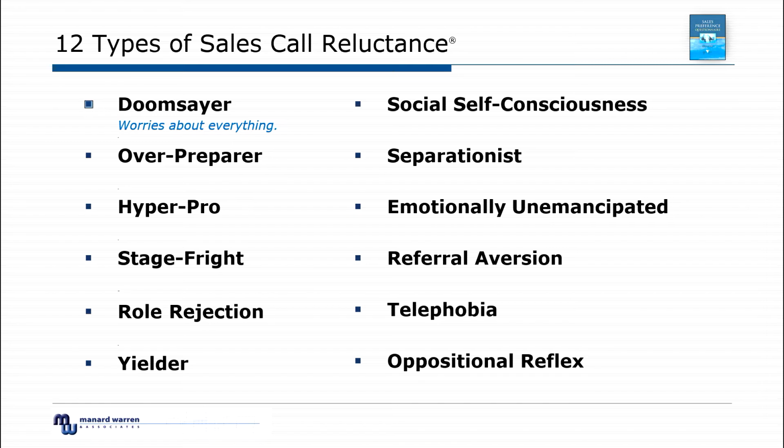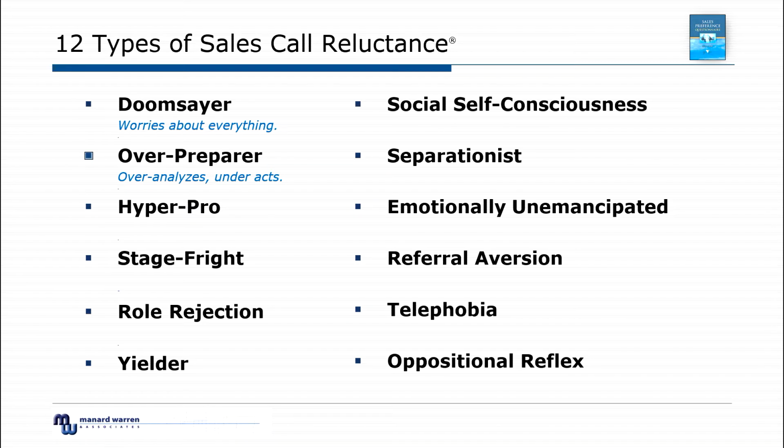Overpreparer. We see a lot of those. It's salespeople that overanalyze and they underact. They're always looking for more information, and when most salespeople are on the phone making their prospecting contacts and setting their appointments, overpreparers are still preparing to do those activities. So overpreparing, you get a lot of information, but it takes you so long to pull the trigger and actually get into action that's why that's so costly.